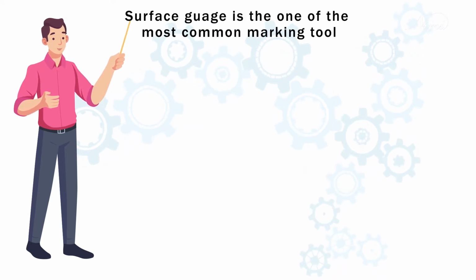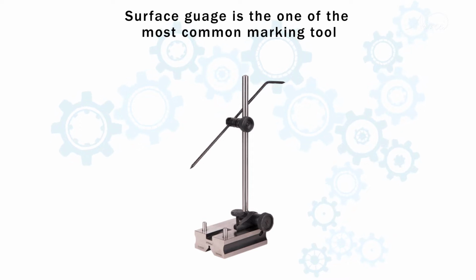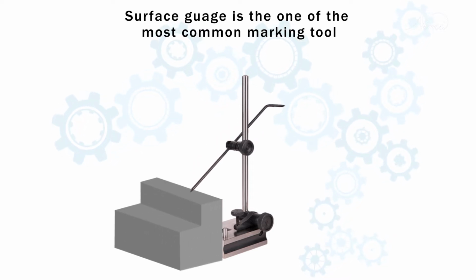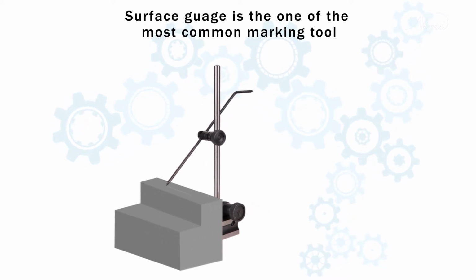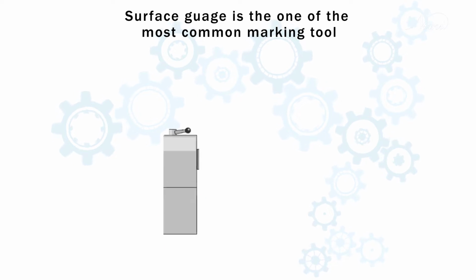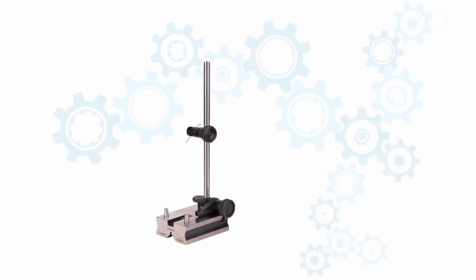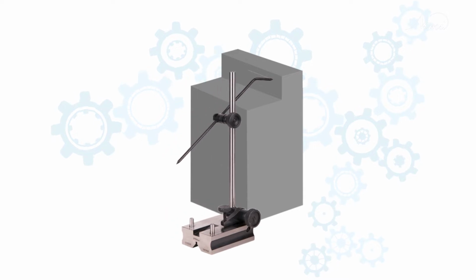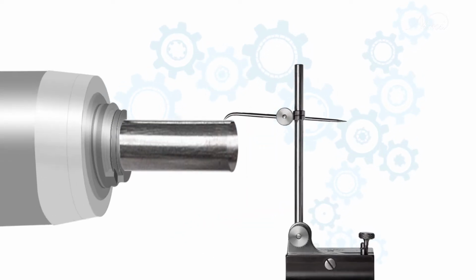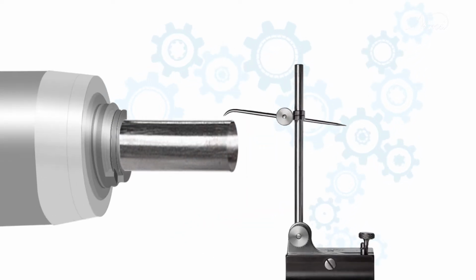Surface gauge is one of the most common marking tools and it is used for scribing lines parallel to the datum surface, setting jobs on machines parallel to the datum surfaces, checking height and parallelism of the object, and setting jobs concentric to the machine spindle.